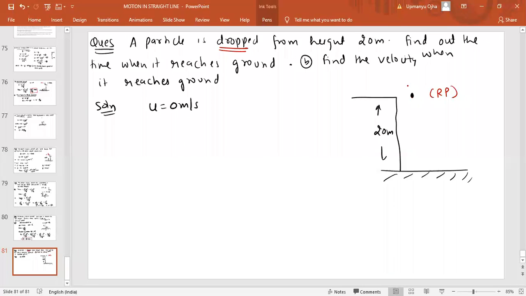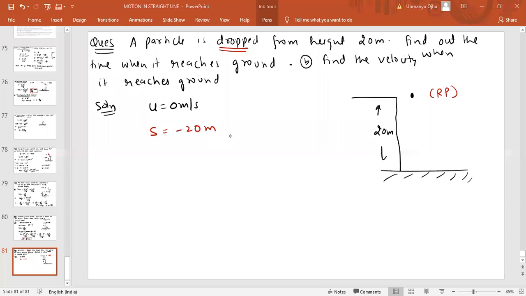Now you tell me one thing. Upward is taken as positive. Downward is taken as negative. Correct now? Upward is positive, downward is negative. Now can I write displacement as minus 20? Yes. Why minus 20? Because the displacement of the particle is on the negative side. So therefore I'm writing here minus 20 meter.